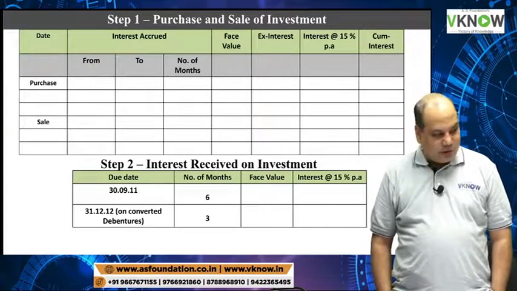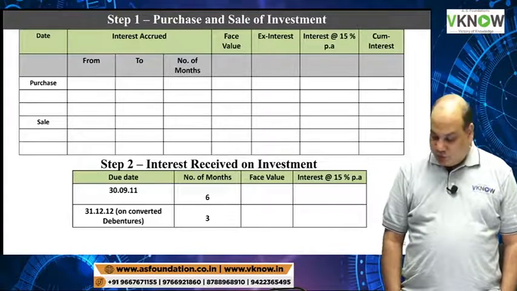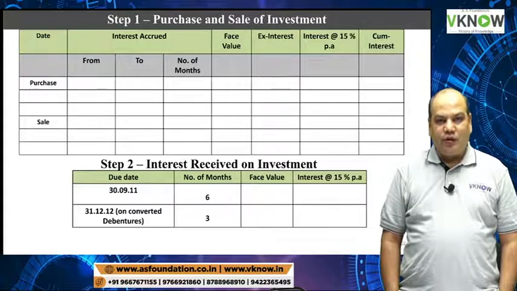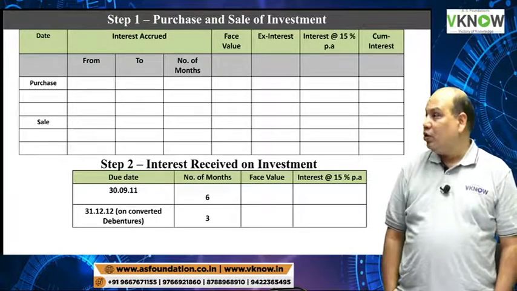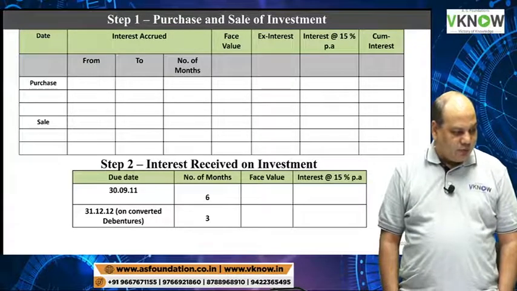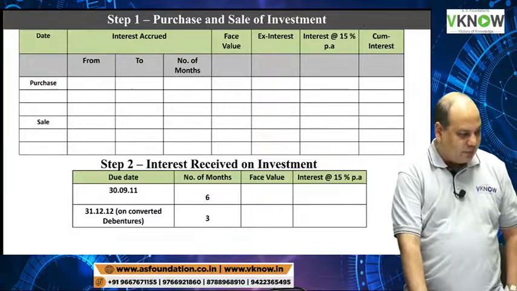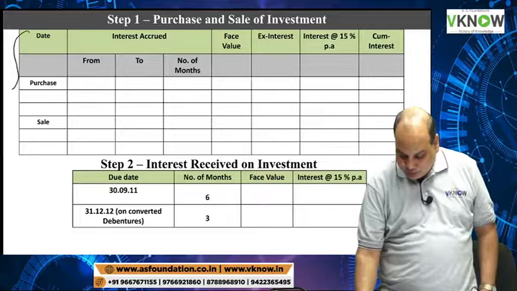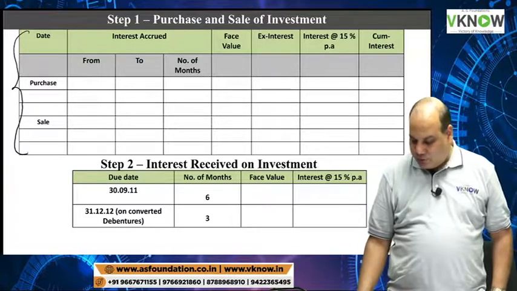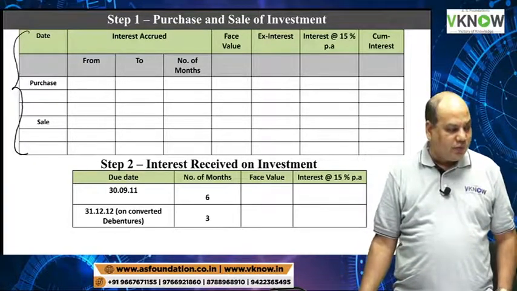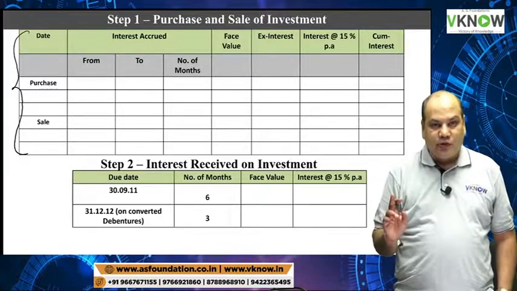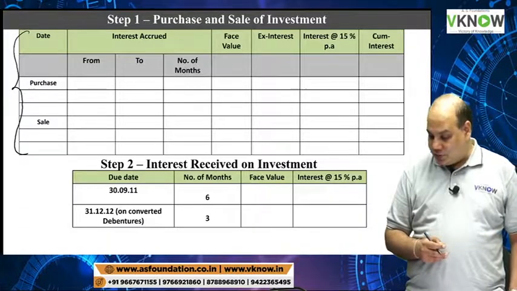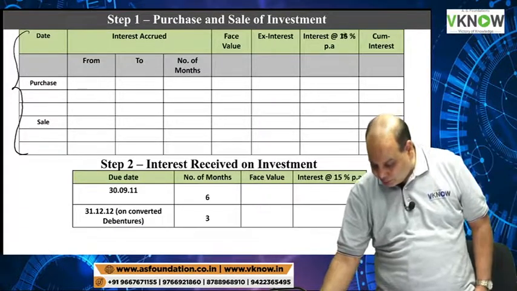Draw working note 1, purchase and sale of investment. Gupta done. Chaurasia done. So draw this format. Only step 1, draw. Purchase and sale of investment. There are 2 purchase and 1 sale transaction. The format I will keep the same so that the student will get used to it.